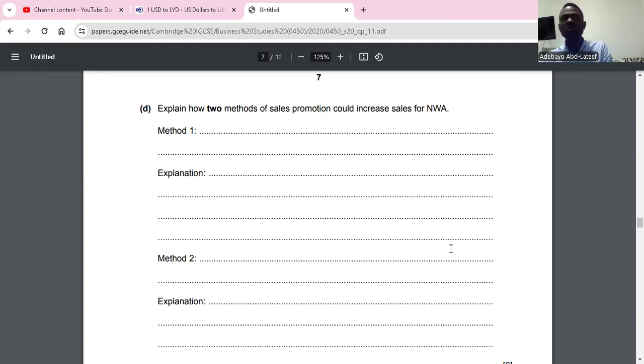We have different sales promotional methods. We have BOGOF, we have discounts, we have coupon, we have competition. But here we cannot use BOGOF because it's about tickets. I don't think airlines will sell 1 ticket for you to buy another one for free. We might not talk about BOGOF there. But let's talk about competition. For competition, UNWA might come up with a competition for those who buy tickets, which means they are likely to win a prize because they bought a ticket. That could increase sales. Clear?